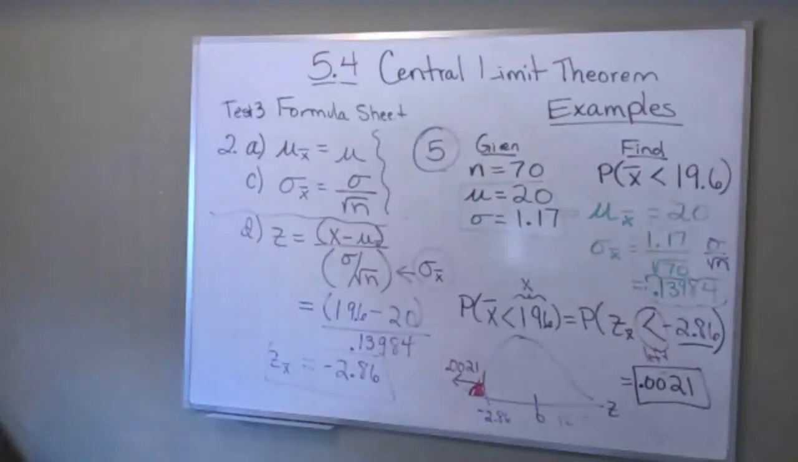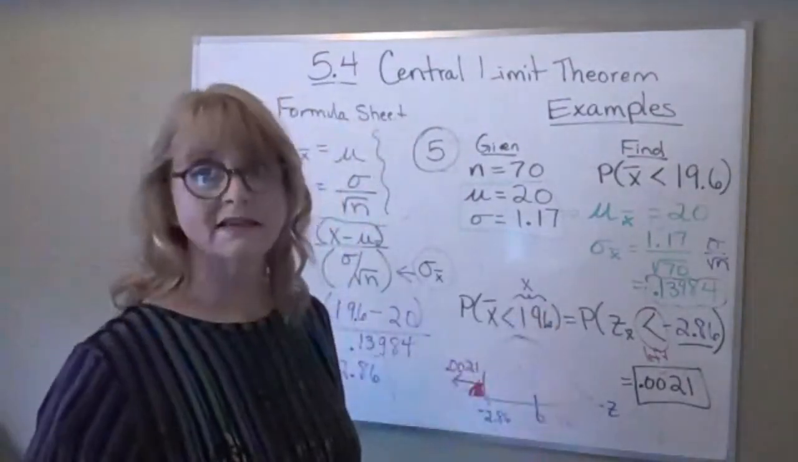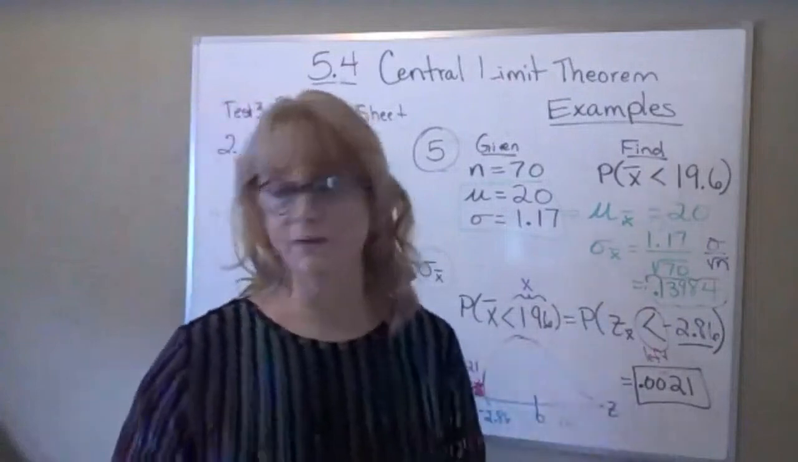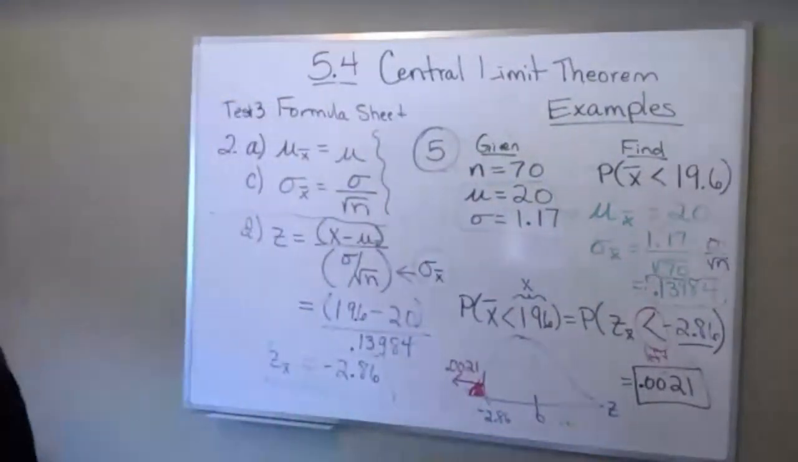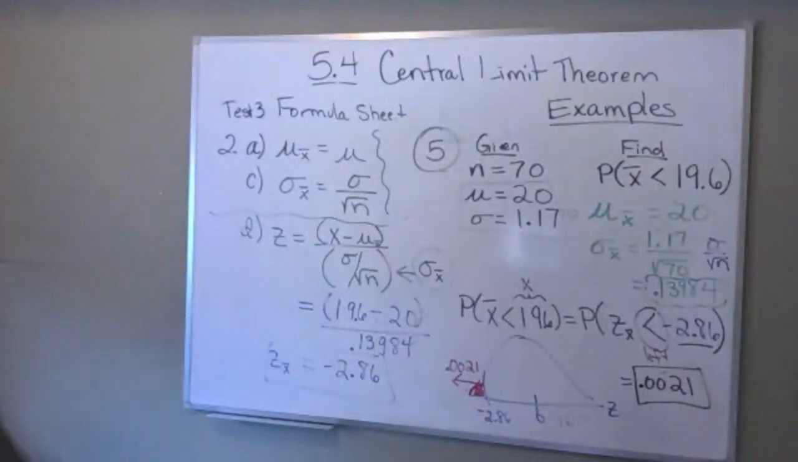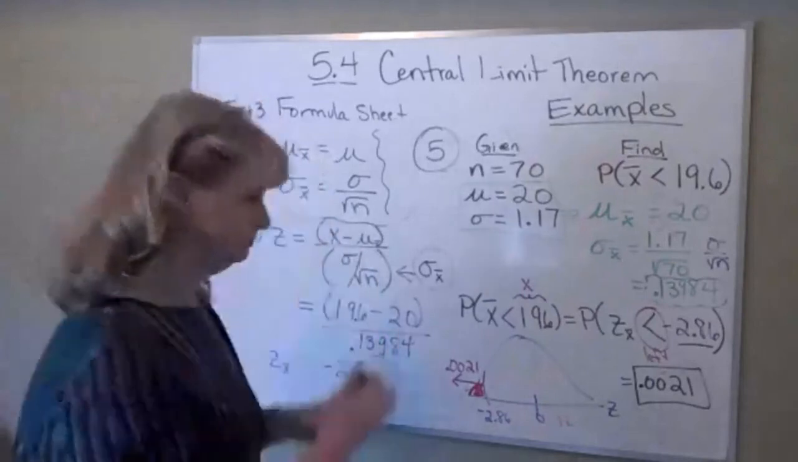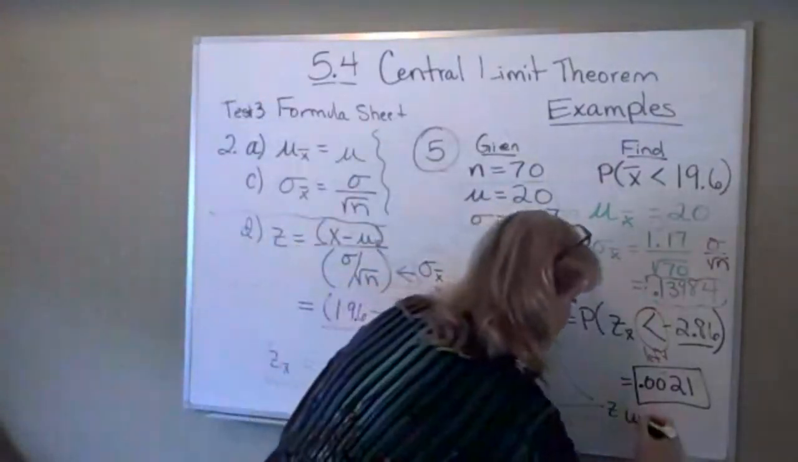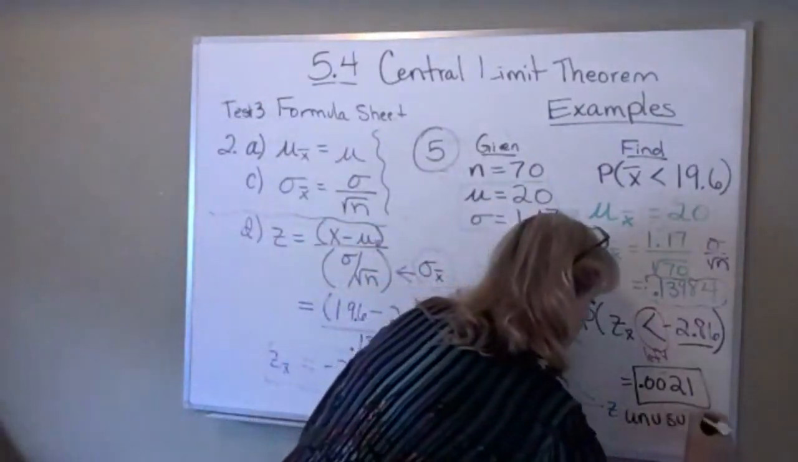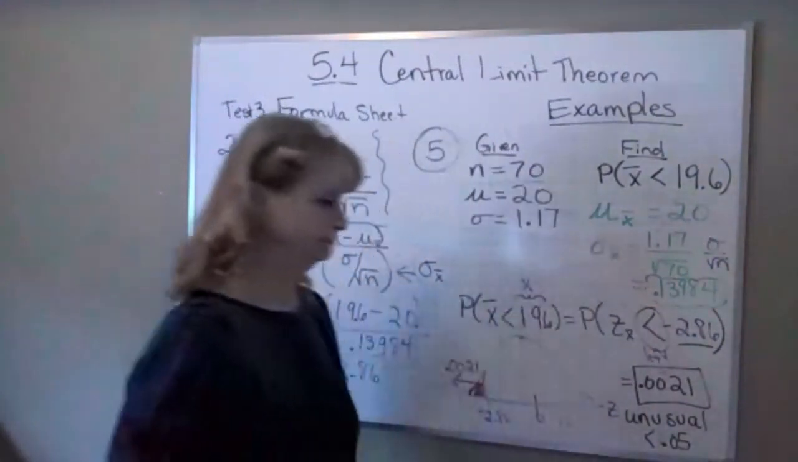Okay, and it says, do you think that's unusual? Well, remember, unusual means less than 5%. This is definitely less than 5%. So I'm going to say the sample mean would be considered unusual because the probability is less than 5%. And that's all of question 5. So let's write this is unusual because it's less than 0.05.